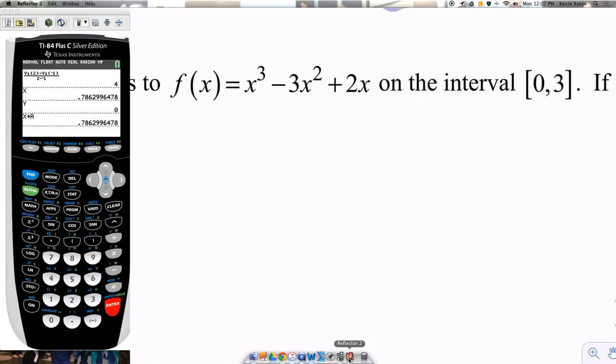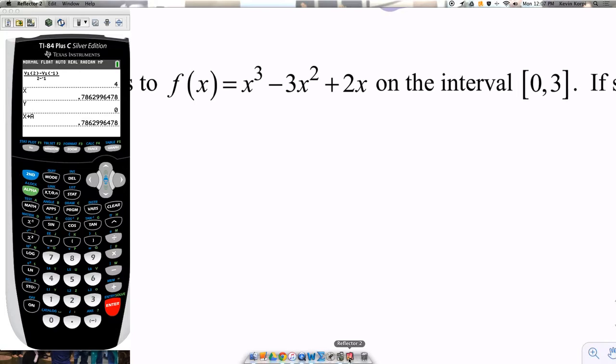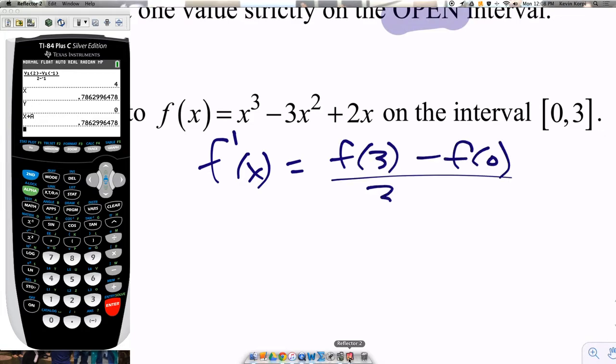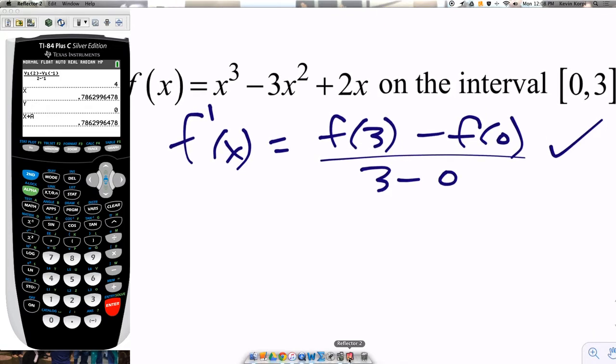Well, once again, we have a polynomial and a closed interval. So does the MVT apply? Yeah. So let's go ahead and set it up, same way as before. F prime of x is going to equal f of 3 minus f of 0 all over 3 minus 0. There's a check. Beautiful setup.